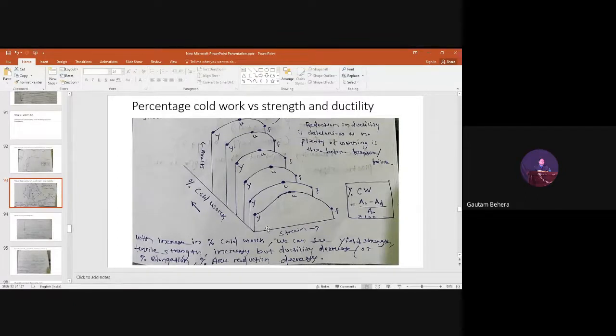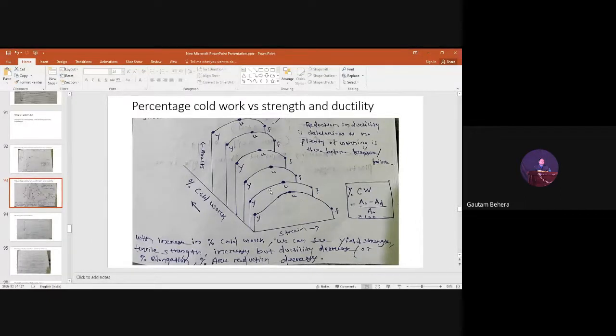Ductility is decreasing. Why? Because you can see initially fracture is happening here. So from this point to this point will show you the ductility, yes or no? From this point to this point shows the ductility. But when you increase the cold work, suppose this is 10% cold work, you can see this is the plot. That means from here to here, this is the ductility. So ductility is decreasing.